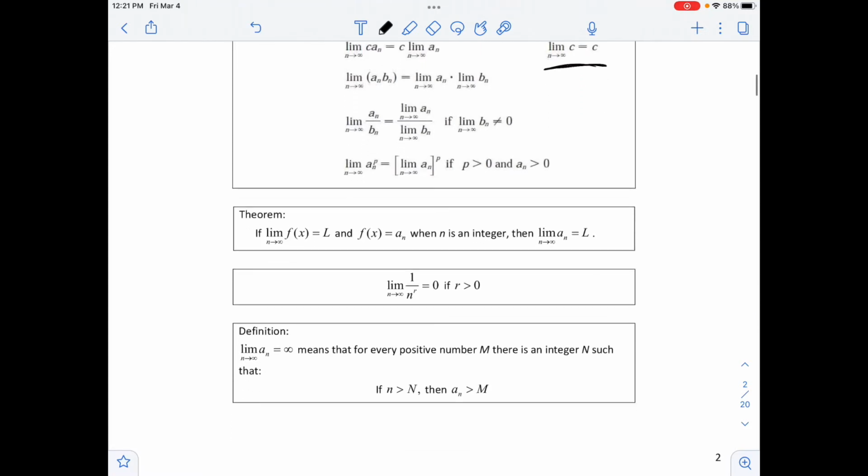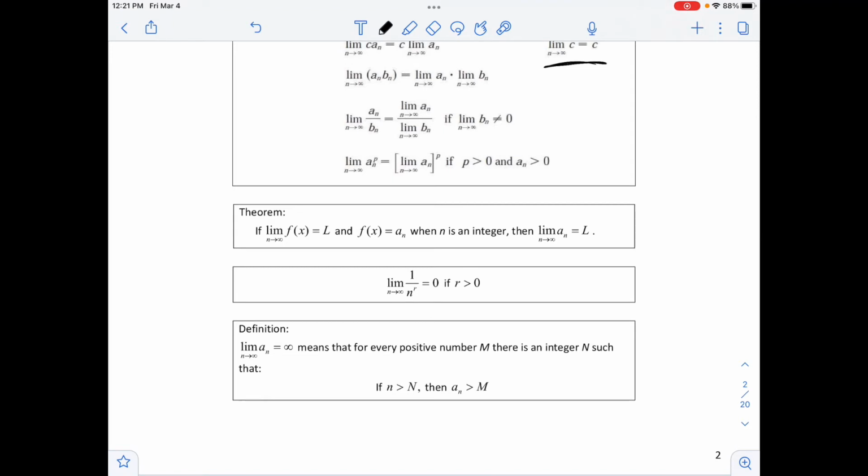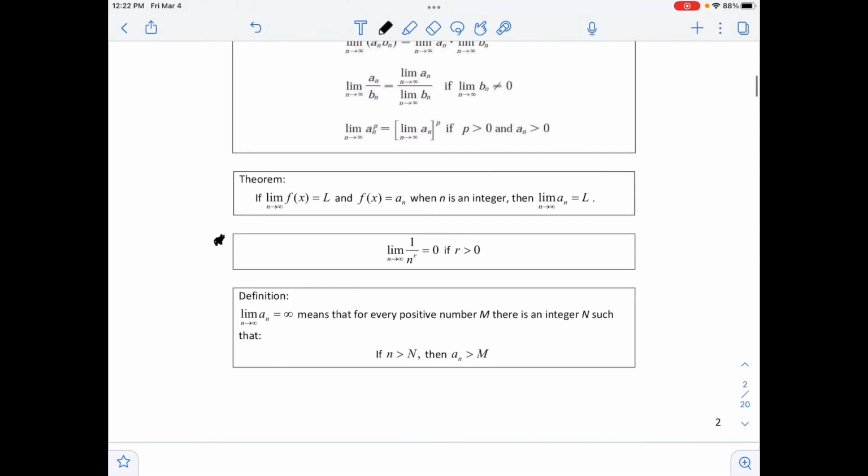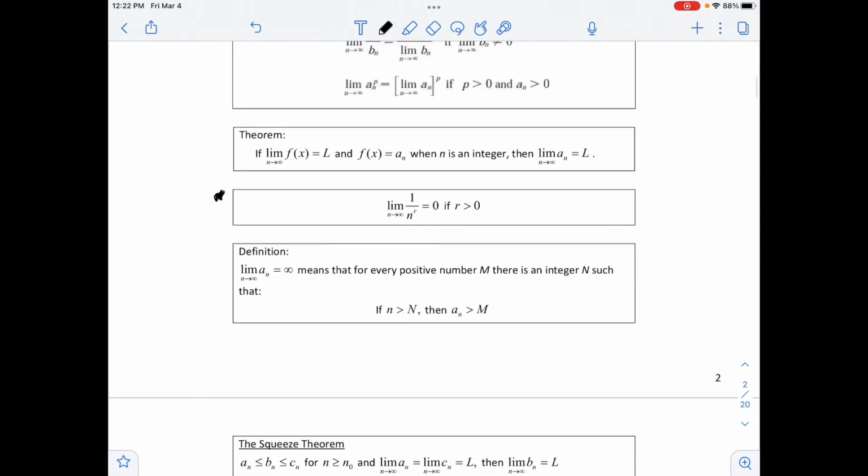So right below this, we have a theorem. It says if the limit as n approaches infinity of f(x) equals L, and f(n) equals a_n, where n is an integer, then the limit as n approaches infinity of a_n is equal to L. The next little formula we have below that says the limit as n approaches infinity of 1 over n to the r is going to equal 0 if r is greater than 0.